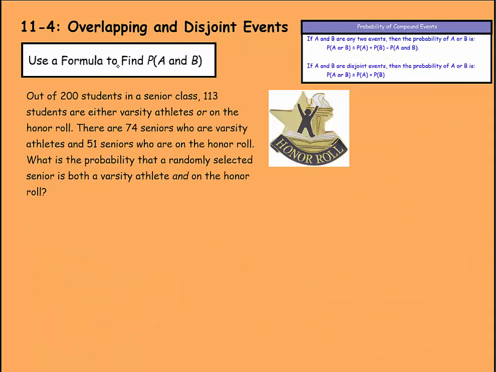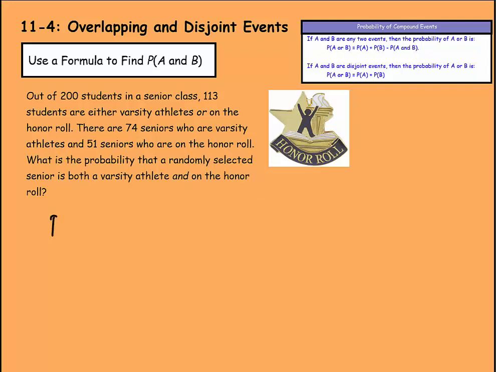Now let's use the formula to find the probability of A and B, that intersection. It says out of 200 students in the senior class, 113 students are either varsity athletes or on the honor roll. There are 74 seniors who are varsity athletes and 51 seniors who are on the honor roll. What is the probability that a randomly selected senior is both a varsity athlete and on the honor roll? So in this formula, we're actually trying to find the probability of the and intersection. So let's write out our formula.